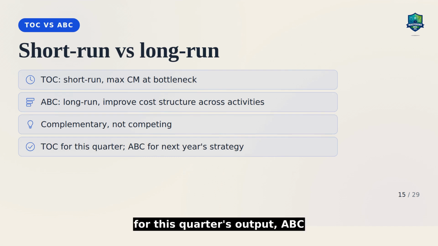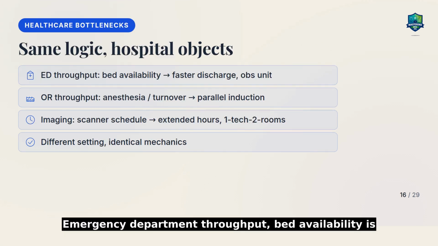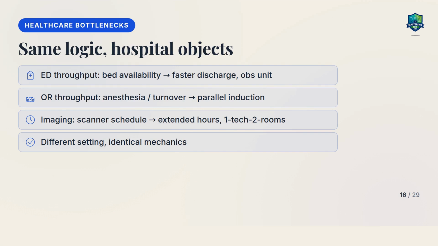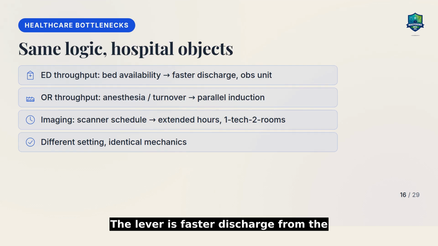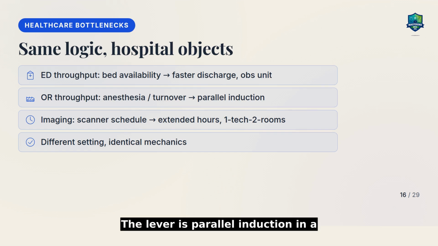TOC for this quarter's output, ABC for next year's strategy, translating to healthcare. Emergency department throughput. Bed availability is usually the bottleneck. The lever is faster discharge from the inpatient floor and standing up an observation unit. Operating room throughput. Turnover time and anesthesia induction are common bottlenecks. The lever is parallel induction in a second room.